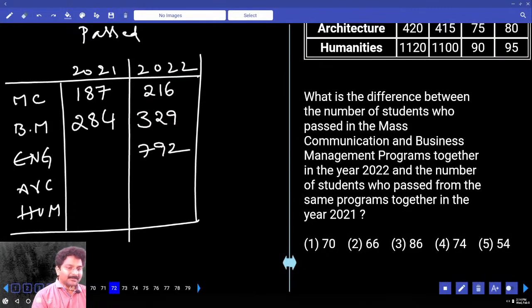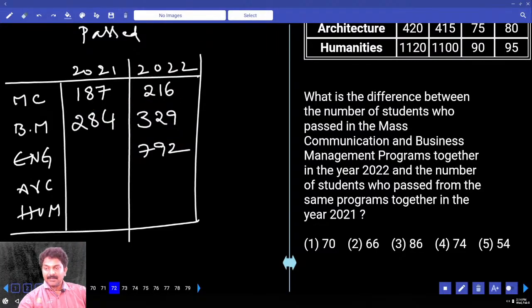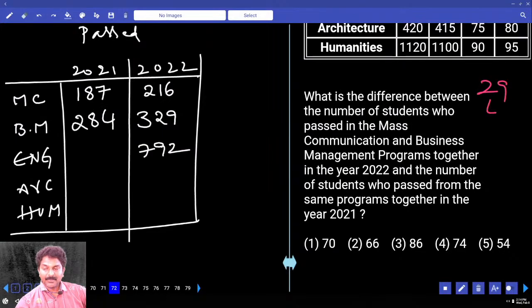Okay, now let's do it separately then. I don't want to add numbers. Between these two, what is the difference? 29. Between these two, what is the difference? 41. 29 and then 45. Answer 74.